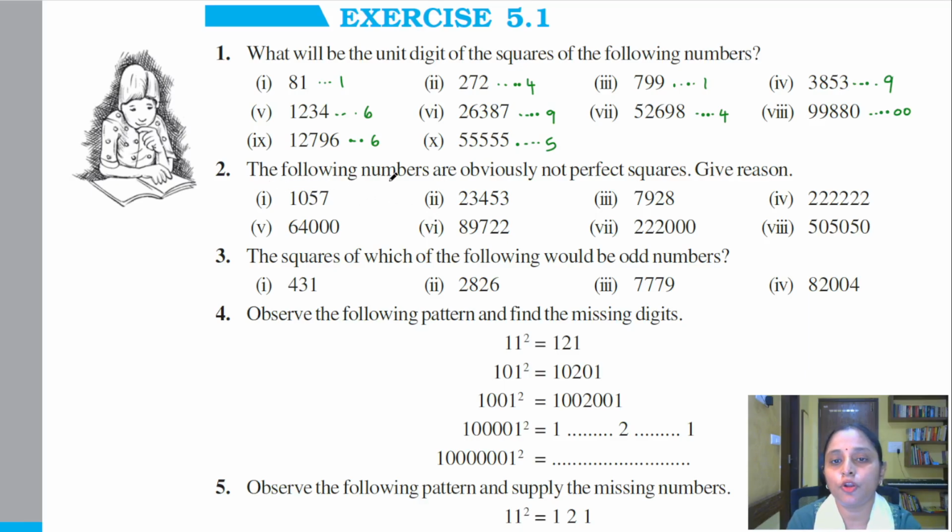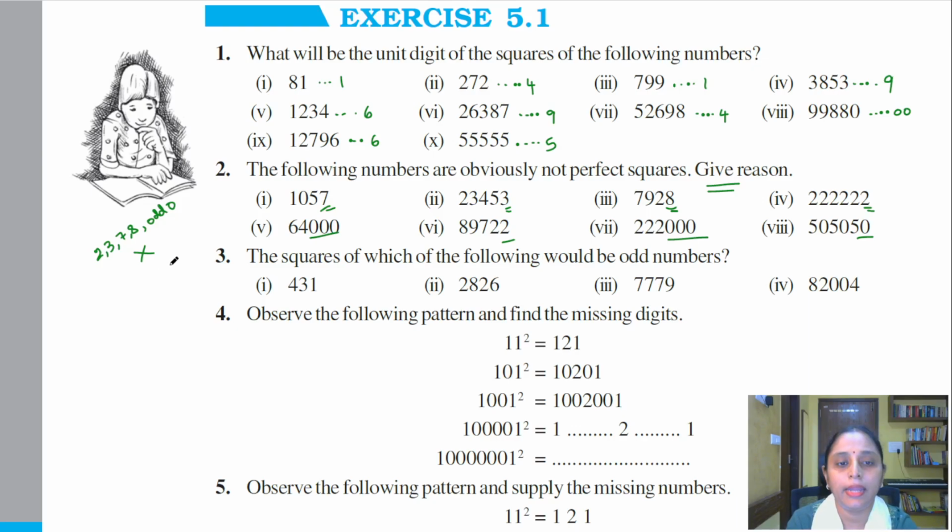Now next question. The following numbers are obviously not perfect squares. Okay, because they end with 2, 3, 8, 7 and an odd number of zeros. What is the reason? That is the reason. We've already seen that numbers that end with 2, 3, 7, and 8, and also an odd number of zeros, are not perfect squares. So our reasoning is purely based on the units digit, and if it happens to be a 0, how many zeros it has, right?